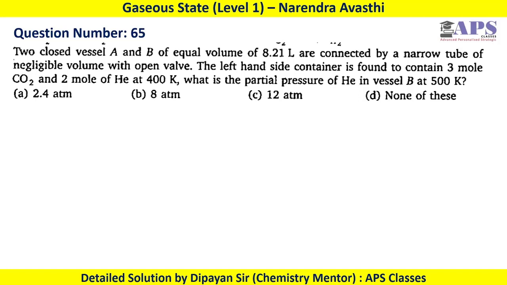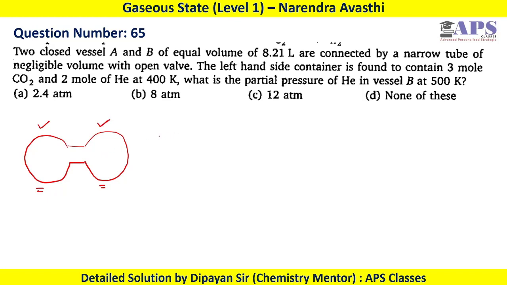In question number 65, two closed vessels A and B of equal volume of 8.21 liter are connected by a narrow tube of negligible volume with open valve. The left hand side container is found to contain 3 mole of CO2 and 2 mole of helium at 400 Kelvin. So the thing is that if they are connected and if we think initially both of them will have the same temperature, that is 400 Kelvin, the number of moles of gases in left container should be equal to number of moles of gas in the right hand side.